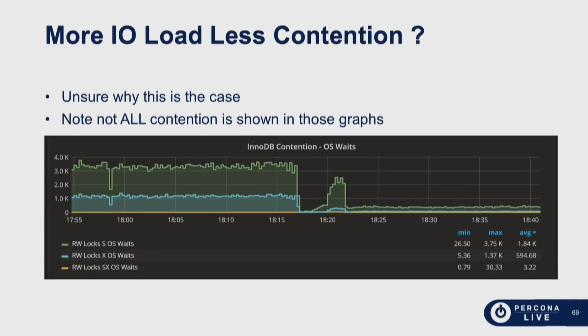Another thing which is interesting in this case, for some reason we actually reduced contention with this. I don't have a good explanation why we are seeing that, but at least for certain mutexes, if you do a lot of I/O, that means you don't really have to compete on the buffer pool, right?